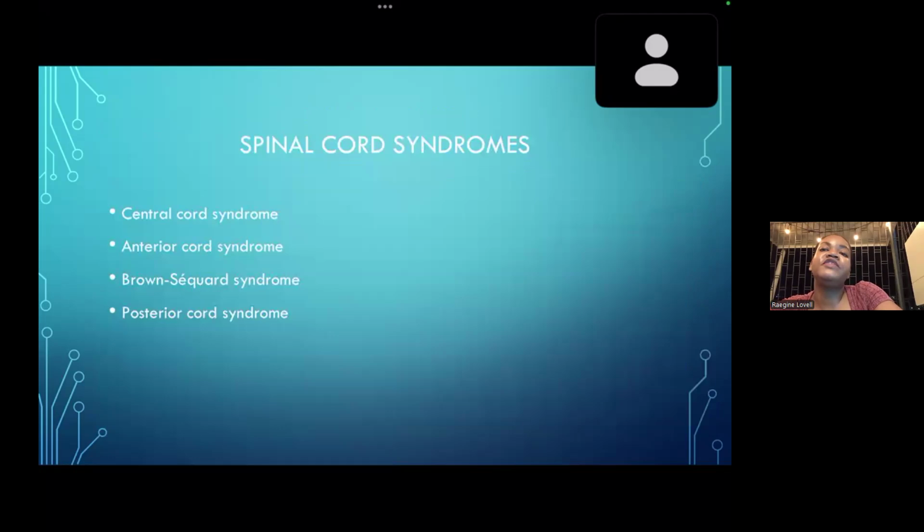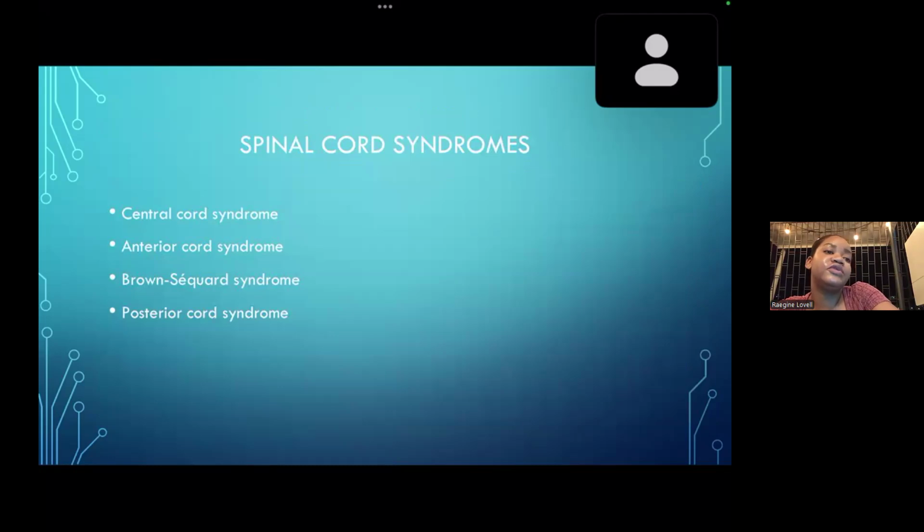So these are some of the syndromes that we will discuss: central cord syndrome, anterior cord syndrome, Brown-Séquard, and posterior cord syndrome. As it relates to neurosurgery, spinal cord syndromes will be discussed in relation to spinal cord injury or trauma. As you probably already know, some spinal syndromes have non-surgical causes or contributors. And so we talk about spinal cord injury now.